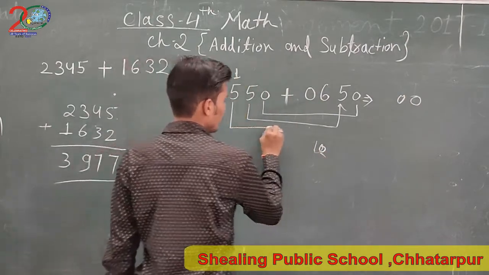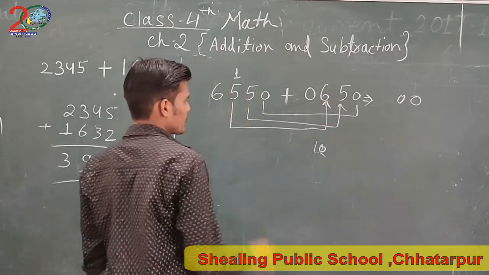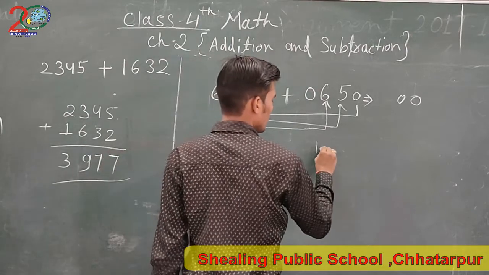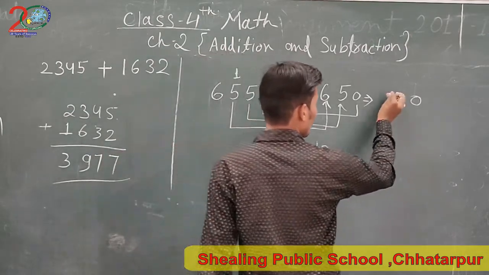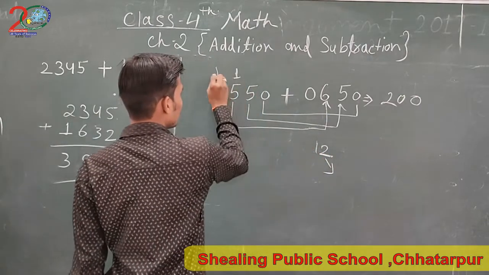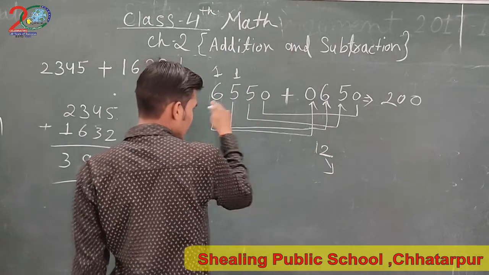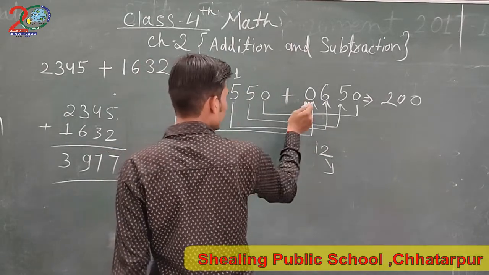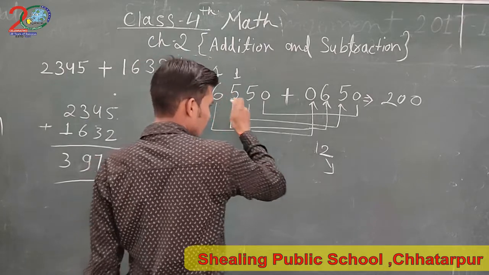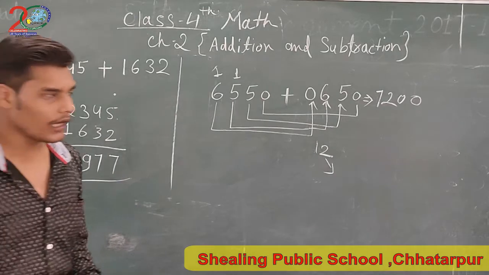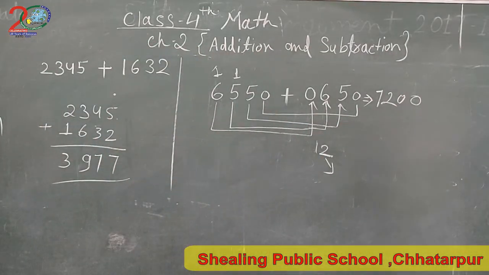Now we take the hundreds value. Here is 5 and here is 6. 5 and 6, 11 and 1 carry. So it's 12. So we take 2 here and 1 carry. Now we take the thousands value. Here is 6 and here the thousand is 0. So 6, 0 is 6 and 1 carry. So 6 and 1, 7. What's our answer? It's 7200. Okay, you understand how to add digits in horizontal form.